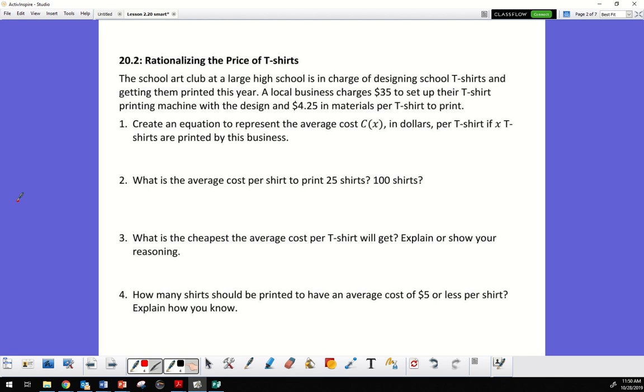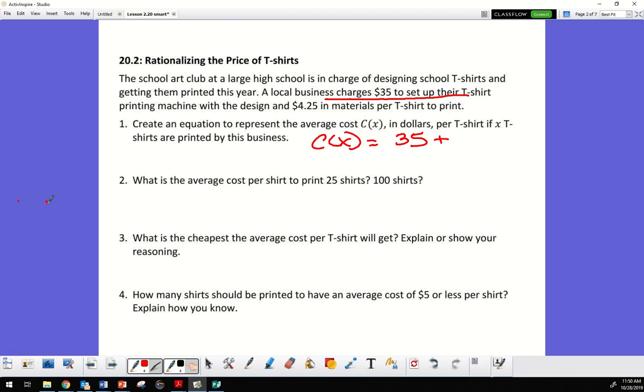So now we're going to do an average cost. So the average per t-shirt. So first let's figure out the cost. How much do I have to pay no matter what? 35, right? That's a setup. So if I order 0 shirts, I'm still going to have to pay $35, right? Because that's going to be my setup. $35 to set up. So it's going to be C of X, 35.